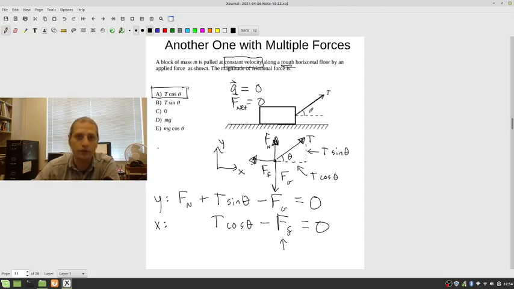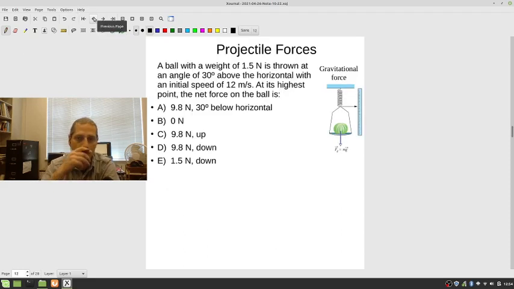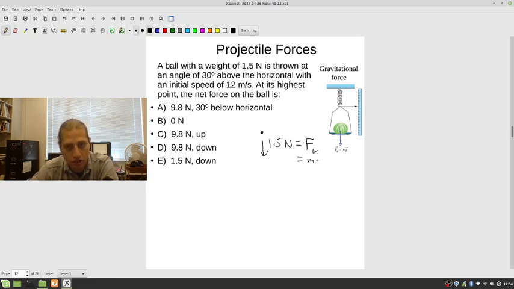All right, so that's that. The last one I want to look at with these sort of easy force problems says a ball with a weight of 1.5 newtons. Okay, so you put it on a scale, and it has a weight of 1.5 newtons. That is the force of gravity. That's mg.